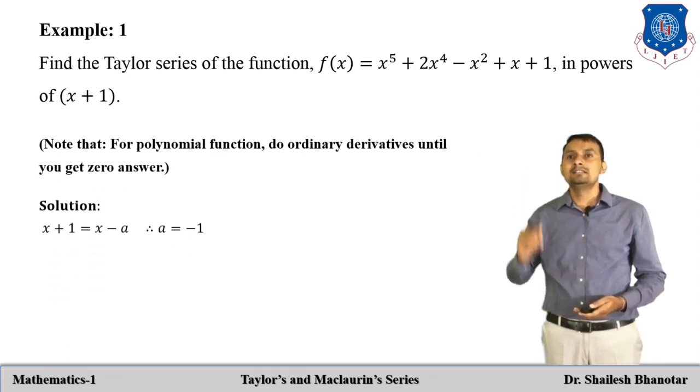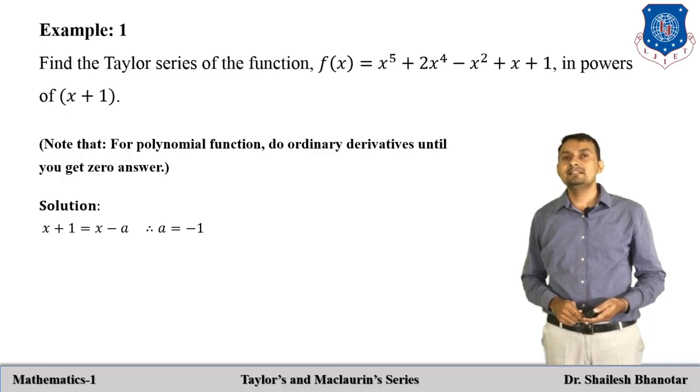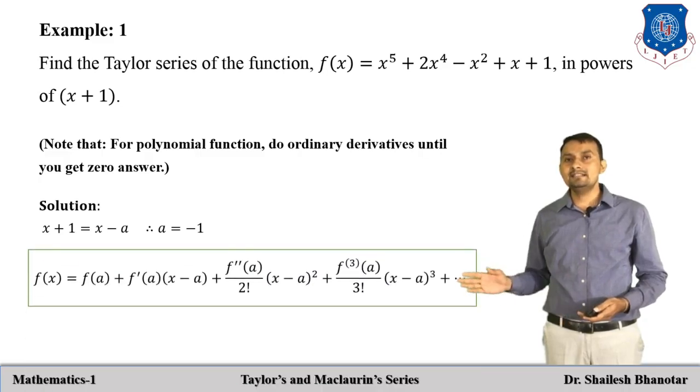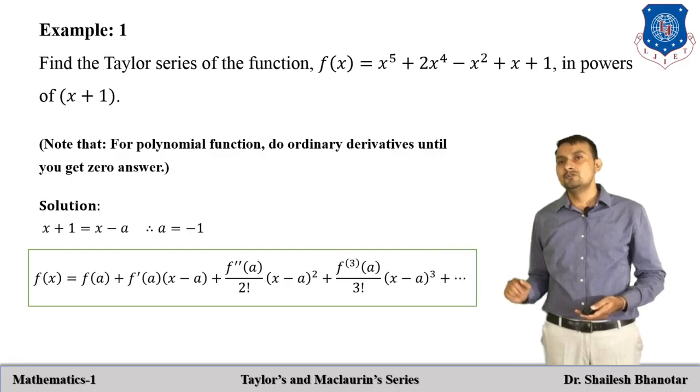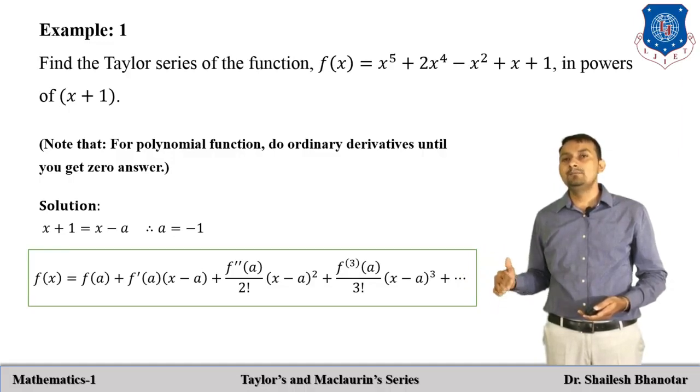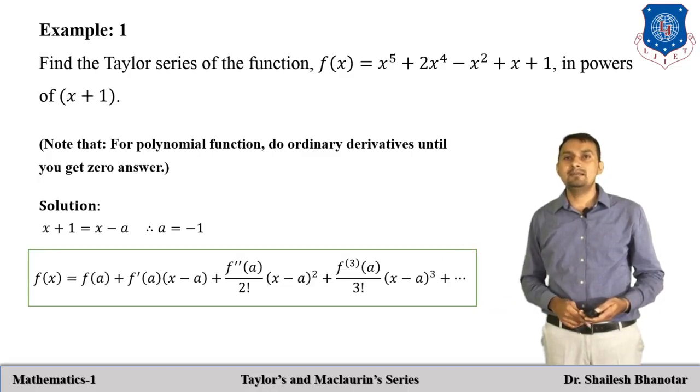So let's have a look at the solution of this question. We want the Taylor series in powers of x plus 1. So we compare x plus 1 with x minus a, and we get a is equal to minus 1. This is the standard form of the Taylor series representation. If we substitute a is equal to minus 1, our form will be f of x is equal to f of minus 1 plus f dash of minus 1 times x plus 1 plus f double dash of minus 1 divided by 2 factorial times x plus 1 square, and so on.